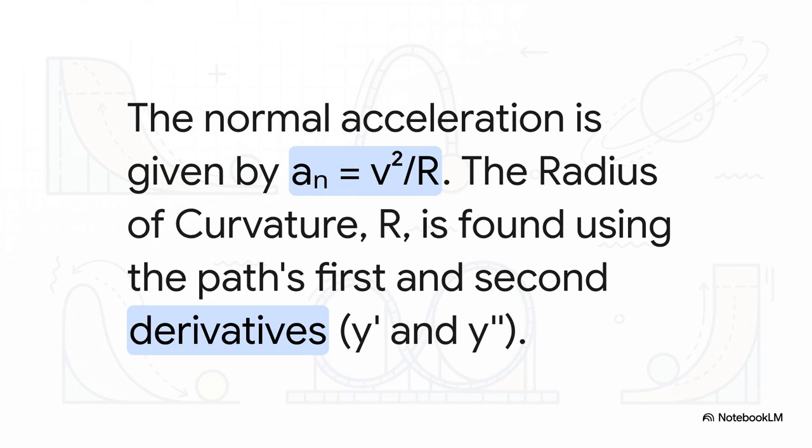These two equations are the keys to the whole kingdom. First, the normal acceleration is just the speed, v, squared divided by r. Simple enough. So what's r? That's the radius of curvature. Just think of it as the radius of a circle that would perfectly hug the curve at that one specific spot. A really sharp turn has a tiny r, a long sweeping turn has a huge r. And to find it, we use this beast of a formula from calculus. It looks intimidating, I know, but it really just depends on the path's first and second derivatives, which we'll call y prime and y double prime.